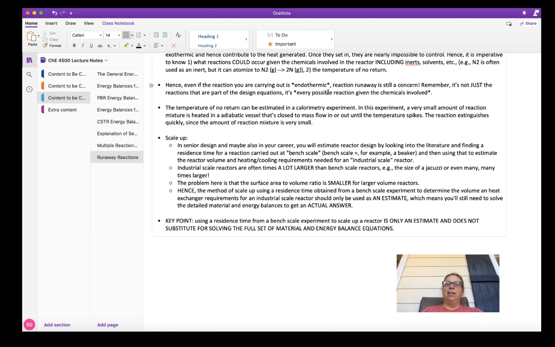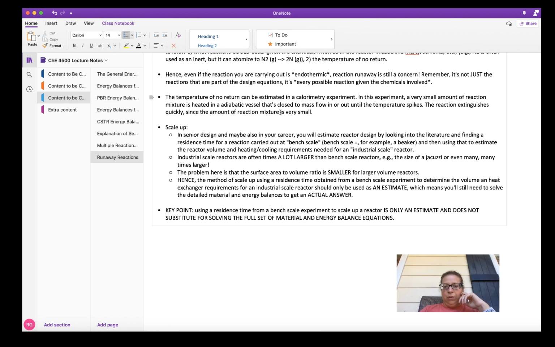It's anything in the reactor that can start producing heat and cause the temperature to increase. And we as chemical reaction engineers, it is our responsibility to be cognizant of all of that. For estimating the temperature of no return, there are experiments that can be used to do that.